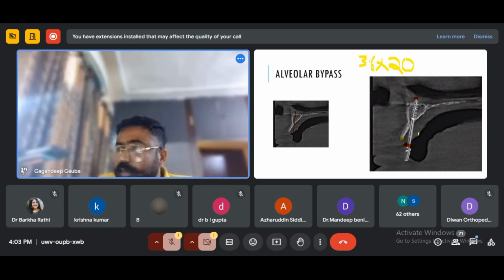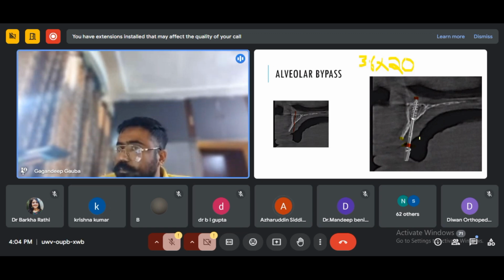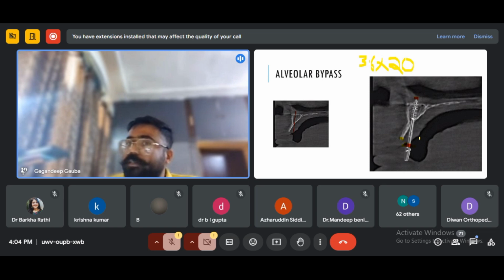Sir, while calculating the length of the implant, do we have to calculate from the crest of the bone, or does gingival height have to be included along with that? From soft tissue height, sir. Soft tissue, okay. Thank you, sir. From soft tissue, because we will be doing this flaplessly.